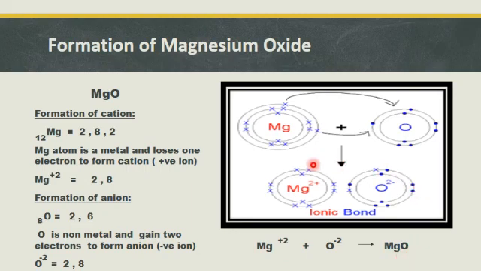As you can see in the picture, the valence shell electrons are going towards the oxygen atom. So oxygen has 8 electrons, and magnesium also has 8 electrons. In this way, the positive ion and negative ion develop an ionic force, an ionic bond between them, and hence the magnesium oxide compound has been formed.